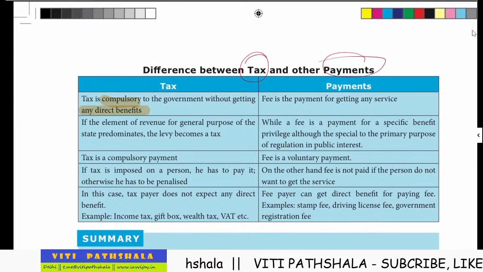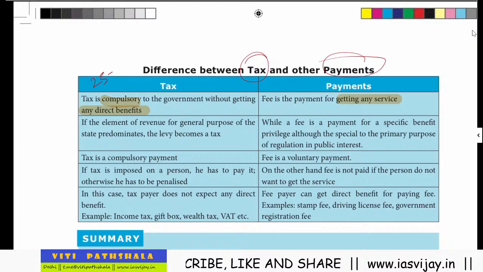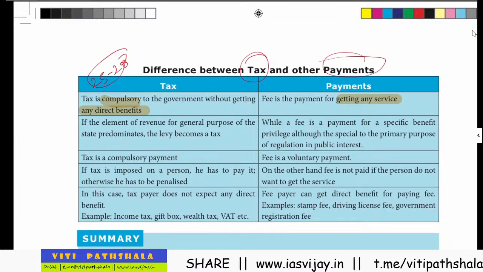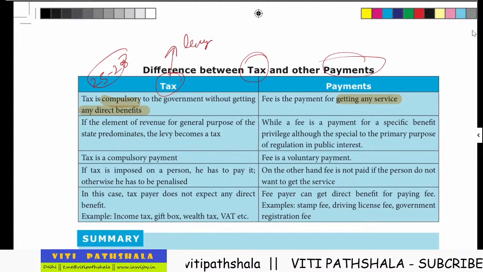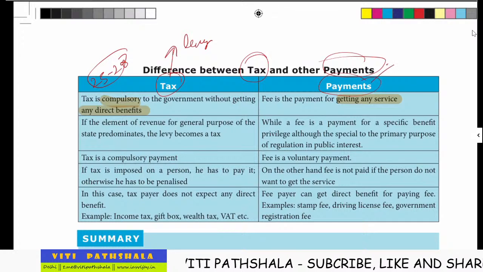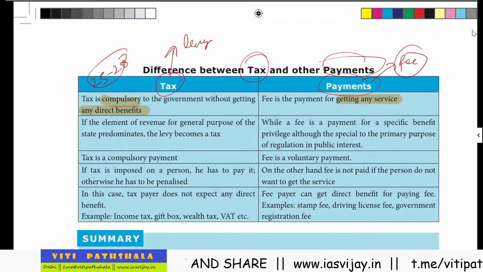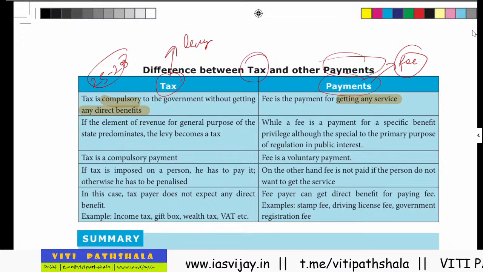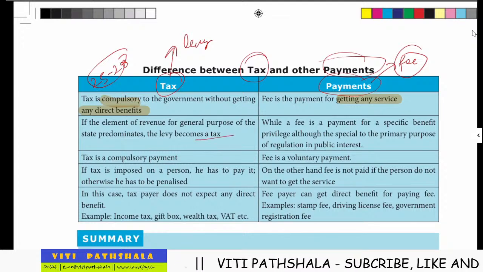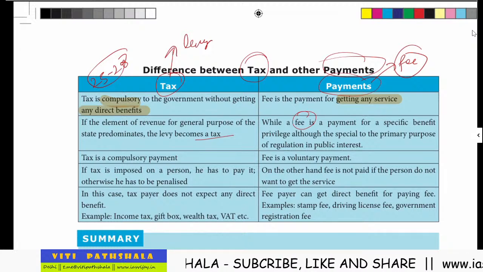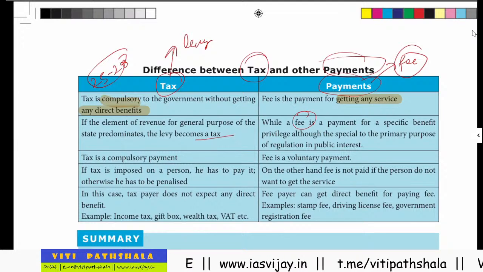Fee is payment for getting any service. So remember Articles 25 to 28, right to religion. A state government cannot levy a tax. A fee can be levied. Now, if the element of revenue for the general purpose of the state predominates, the levy becomes a tax. A fee is a payment for a specific benefit or privilege, although the primary purpose is regulation in the public interest.